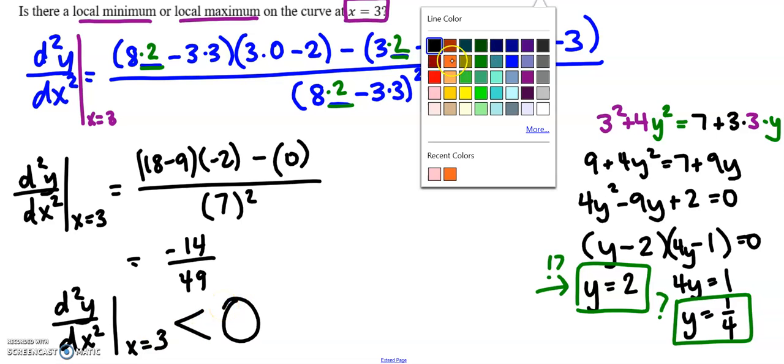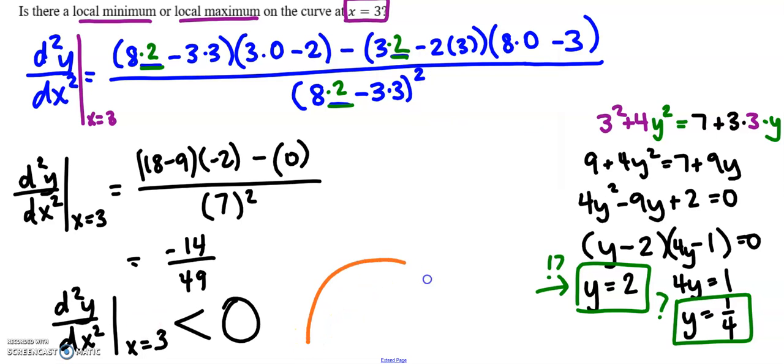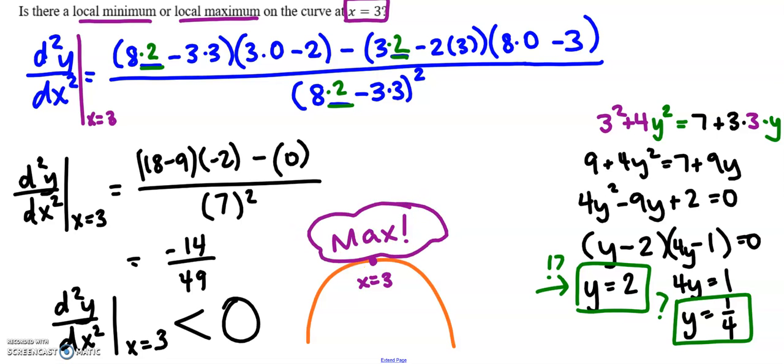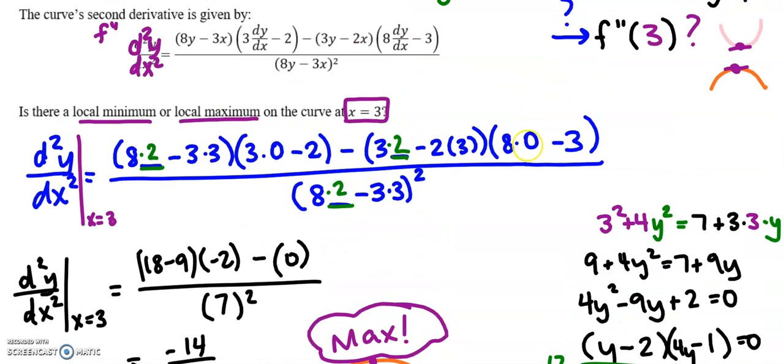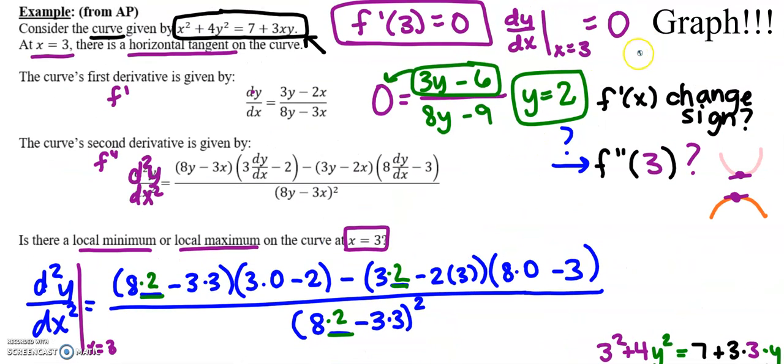Okay, well, what was the purpose of that again? Oh, right. If the second derivative is less than 0, my graph was concave down, and when x equals 3, I have some sort of a maximum. All right, so there's a maximum at x equals 3 because f prime of 3 is 0, and f double prime of 3 is negative. So I want to show you the graph of this one because I think it's important for you to see.